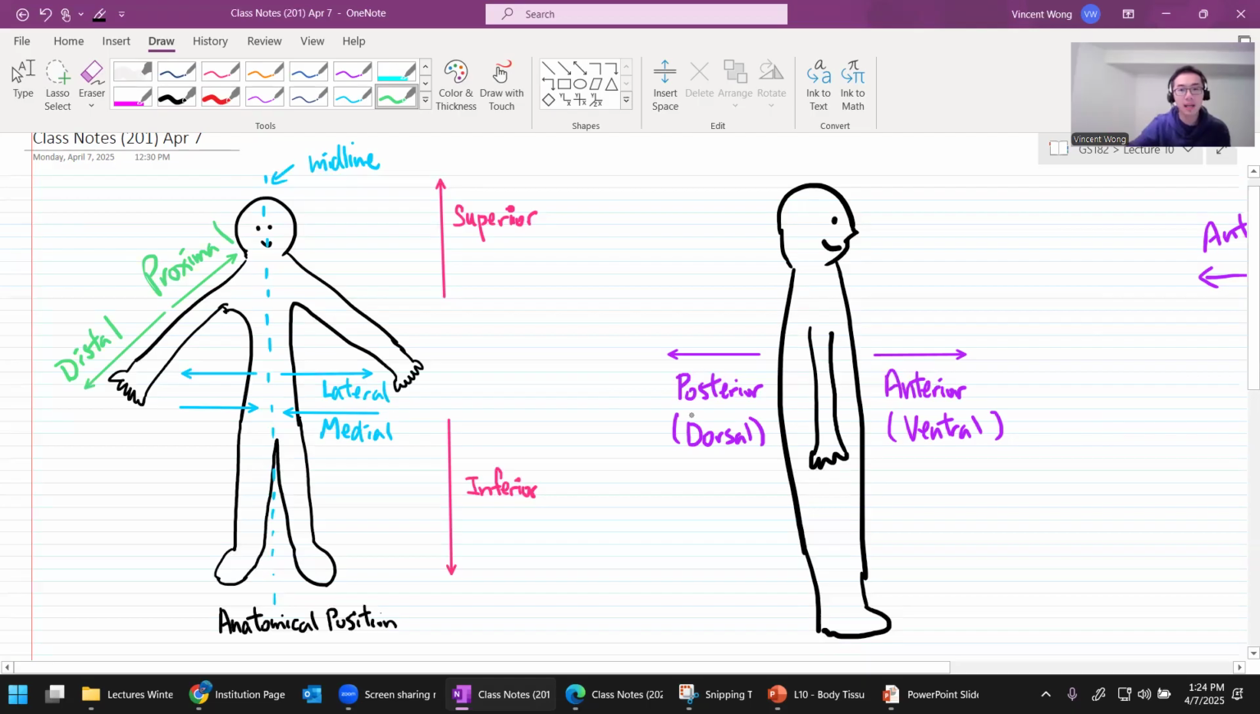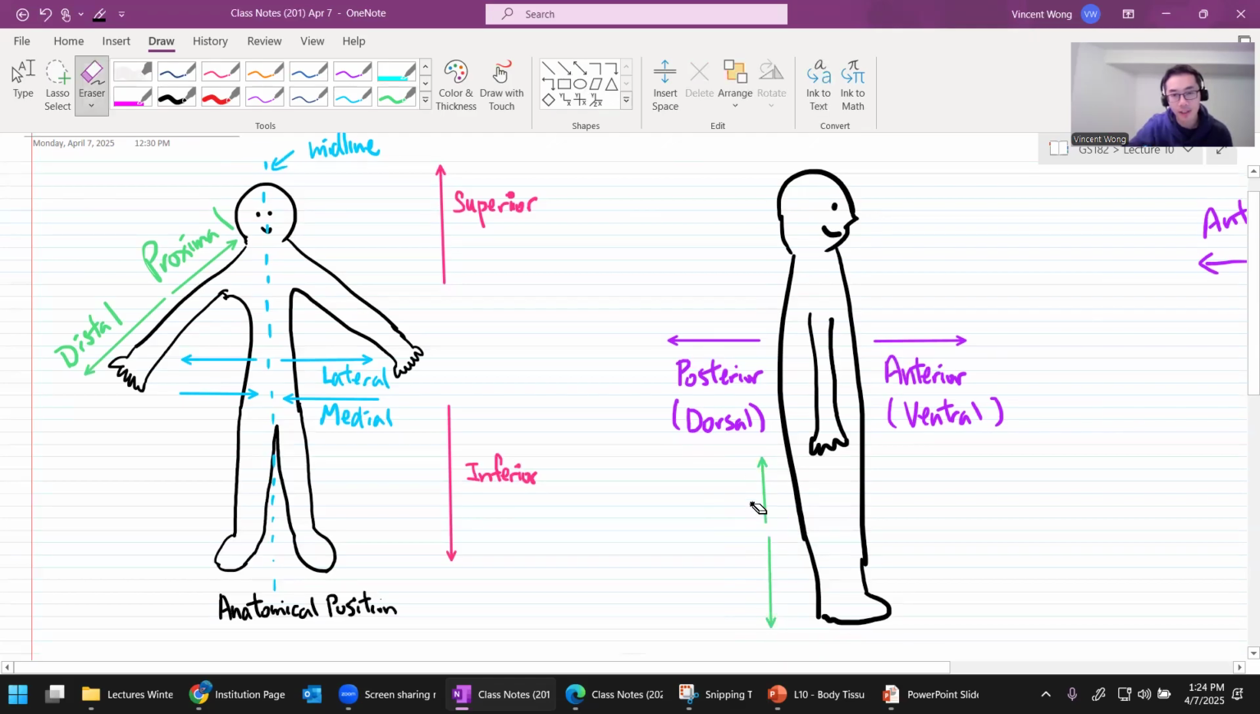The same thing applies to stuff that is on your legs. If it's closer to the hip, then it's proximal. Again, it's all in reference to the connection point. The connection point being the hip for the leg and the shoulder for your arm. Proximal and distal.